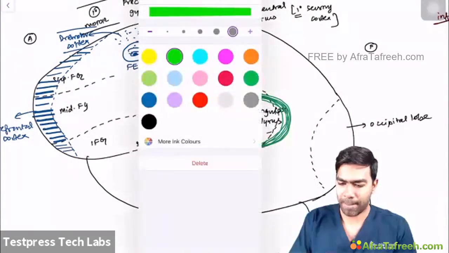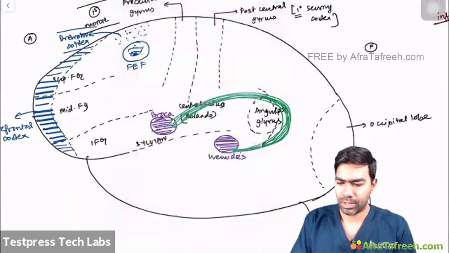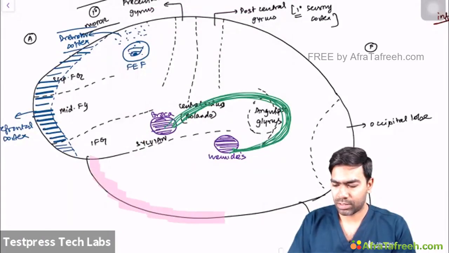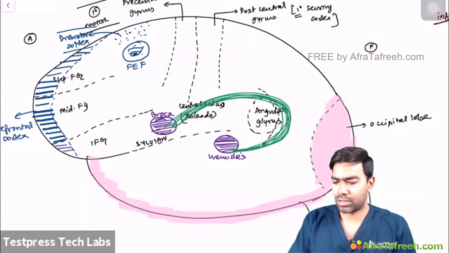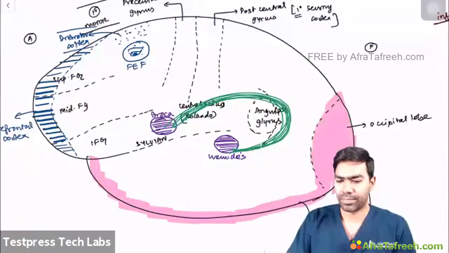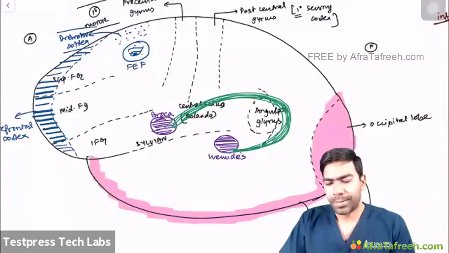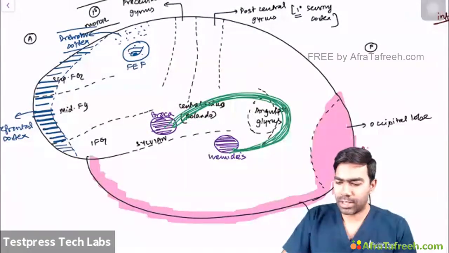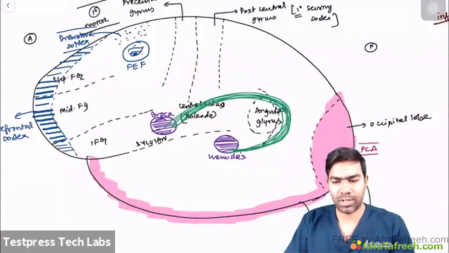If you take the blood supply, let me draw different colors. For example, this particular area, you know who will be supplying this particular area? Yes, this is a PCA territory, of course, even in the lateral hemisphere.